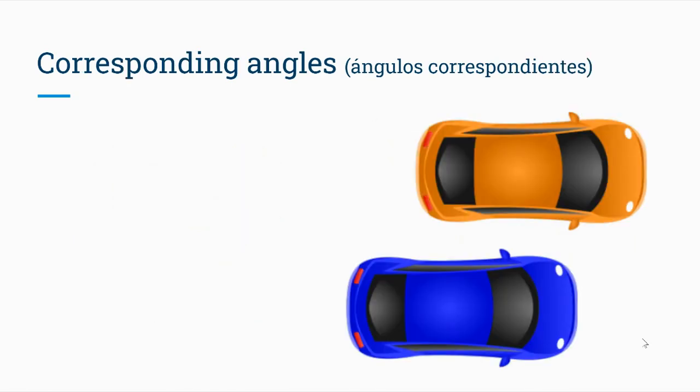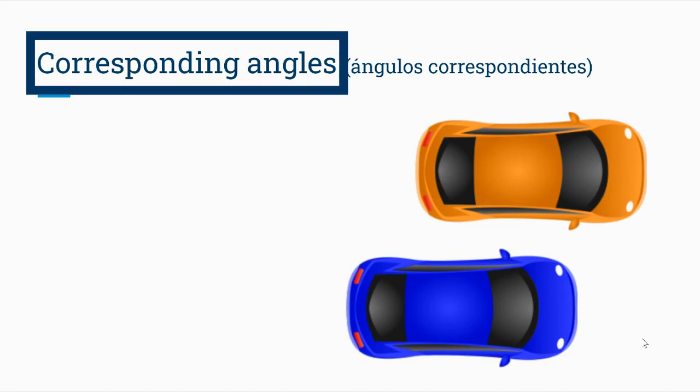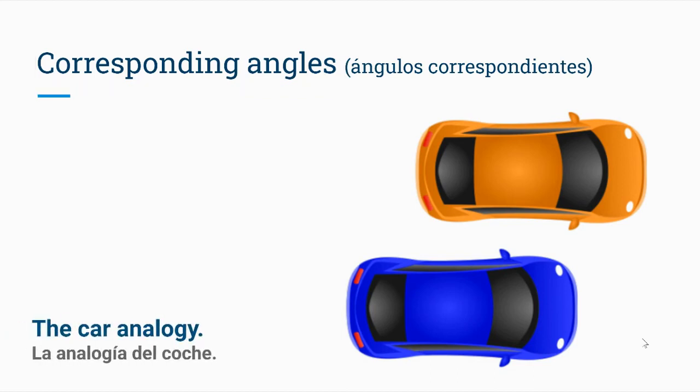And finally, our last relationship, corresponding angles. To explain corresponding angles, I would like to use a car analogy to help us. Imagine two cars in traffic side by side. Now imagine that there are four people inside the first car. One of them is the driver, the other is the co-pilot. One is sitting behind the driver and the other behind the co-pilot.